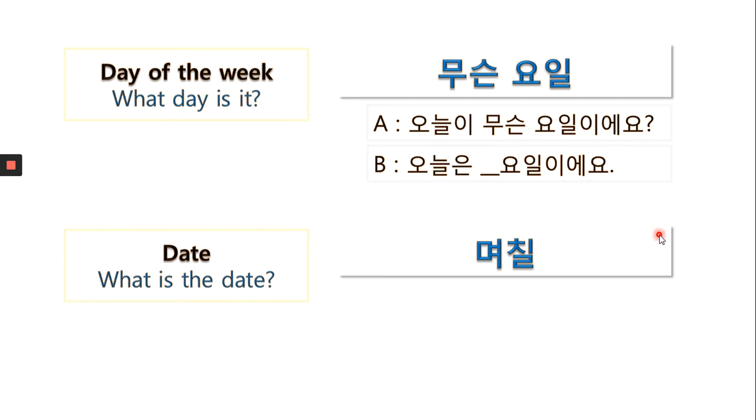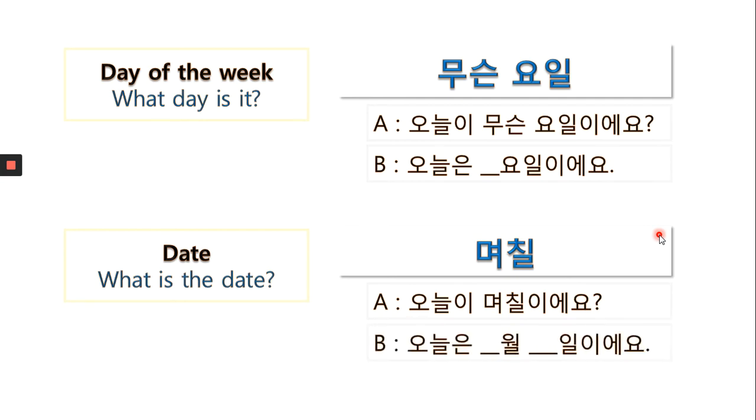Okay, and how about when you ask the date? When you ask the date, 오늘이 며칠이에요? Okay. 오늘은 6월, okay, today is 2016. So, 오늘은 6월 16일이에요. 오늘이 며칠이에요? Okay, so when I studied English, this is also very confusing. What day is it means day of the week. What is the date means the date, right? But very confusing. But in Korean also very confusing, I think.